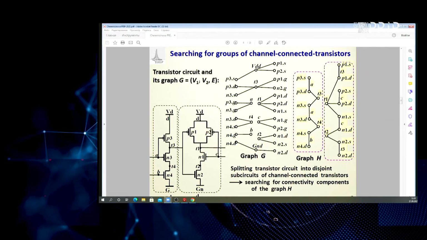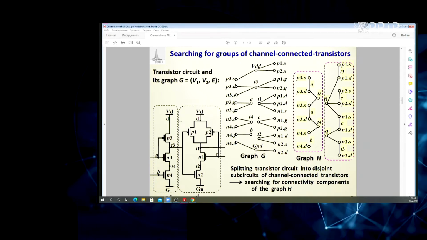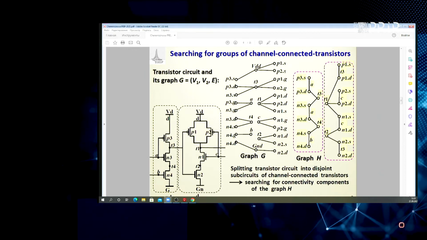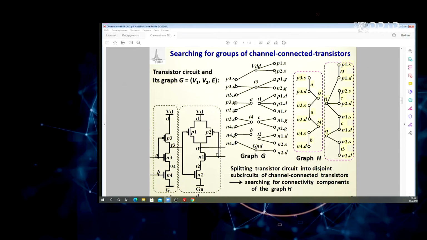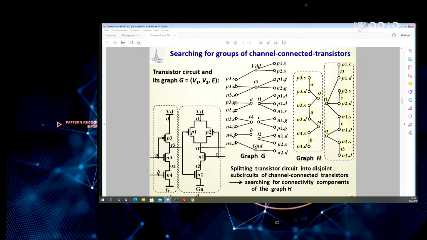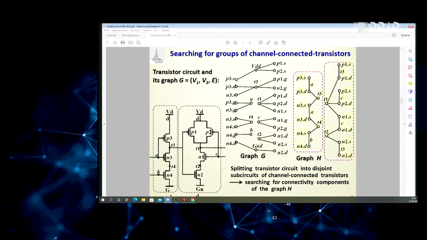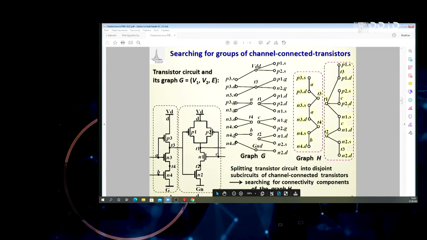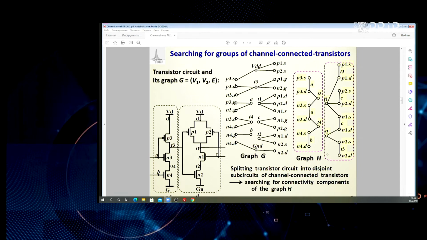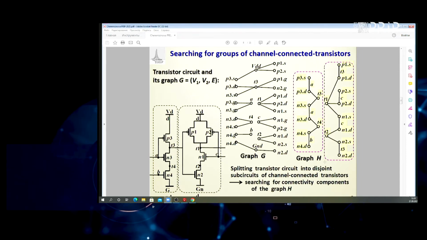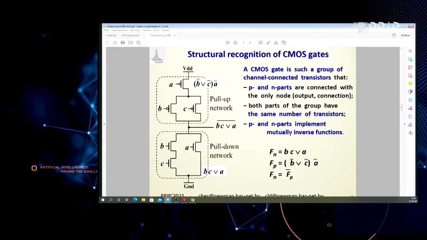In graph interpretation, splitting a transistor circuit into groups of transistors is reduced to searching for connectivity components in the graph that represents the circuit. The graph for these purposes is transformed by connecting the drain and source terminals and deleting gate terminals. So we have such a graph, and the task of searching for groups of channel-connected transistors is reduced to the search for connectivity components of the graph. There are two such components.